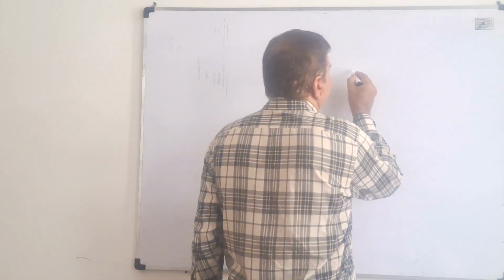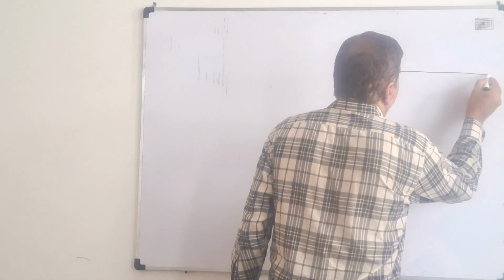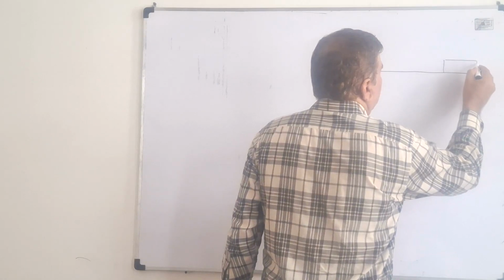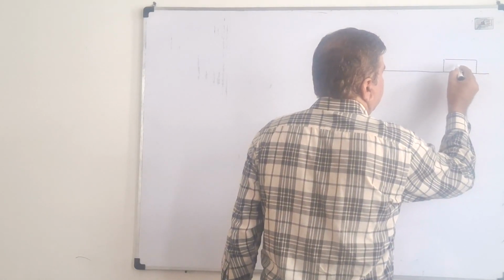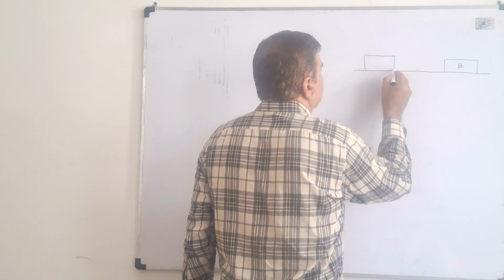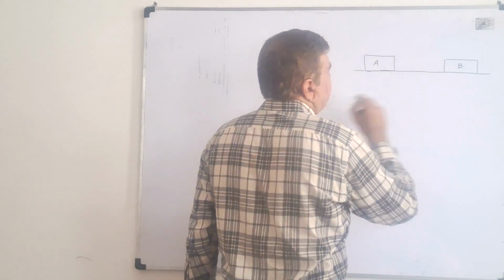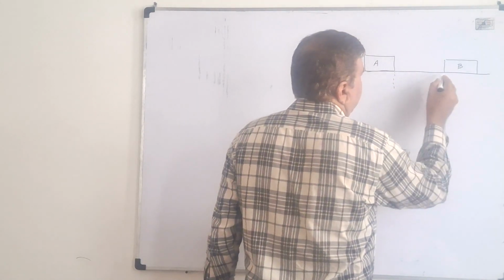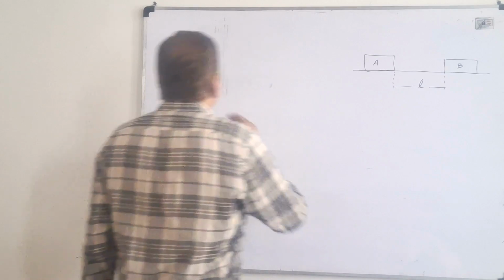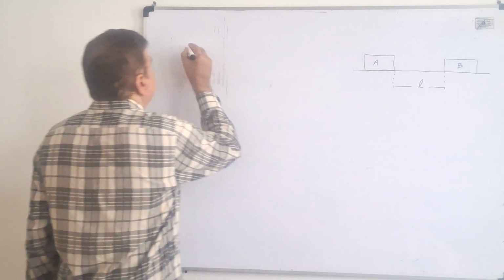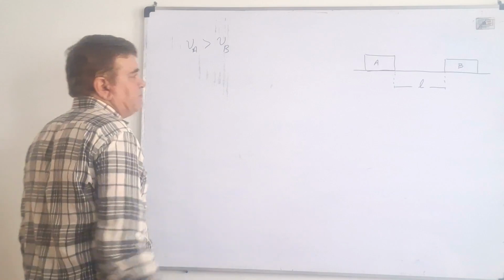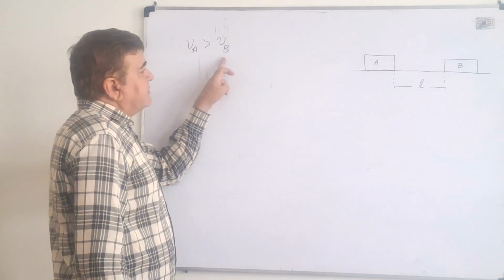Consider that there is a single track and two cars or two trains moving in the same direction. Let me call this car B, and there is another car, I call this car A. They are moving in the same direction and the separation between them is L. Let initially the velocity of car A, VA, be greater than the velocity of car B. Obviously, VA is greater than VB.